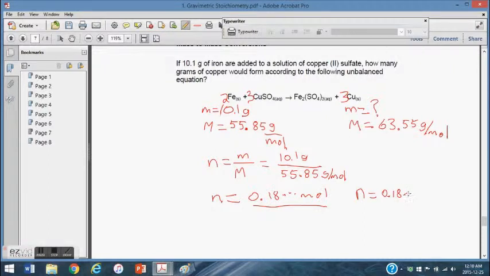Moles of iron times what I want, 3 moles of copper, for every 2 moles of iron, getting those numbers, of course, from my balanced equation. Guess what? Moles of iron go away. I'm left with moles of copper. So I've got my big number left in my calculator.